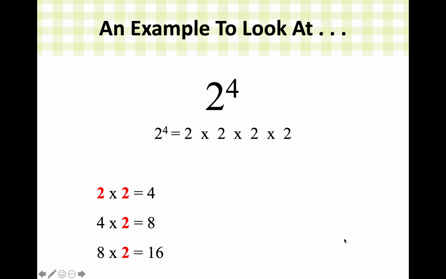An example to look at. 2 to the 4th power. I take my 2 and I multiply it by itself 4 times. Remember, it is not 2 times 4. It is 2 times 2 times 2 times 2. 2 times 2 is 4. 4 times 2 is 8. 8 times 2 is 16.